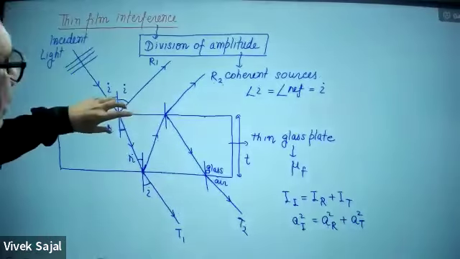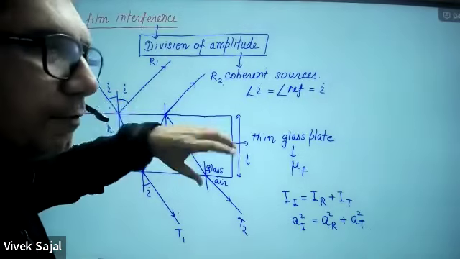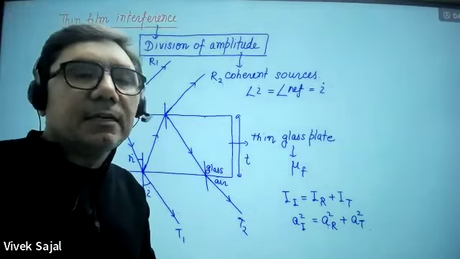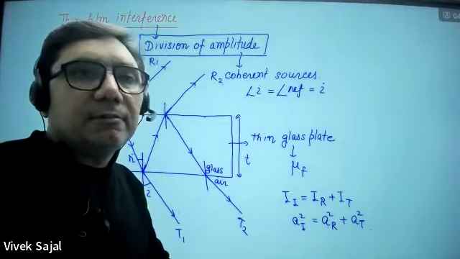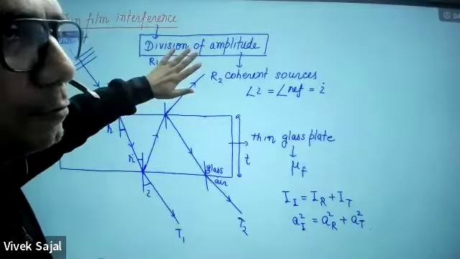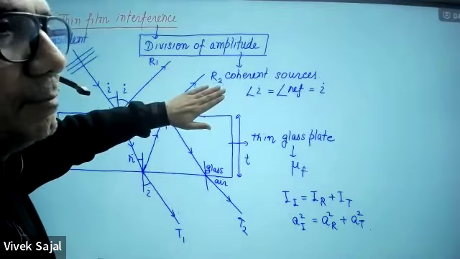And second, the path difference between R1 and R2. If you find out the path difference between R1 and R2, that path difference will also be constant. It is not going to change with time, it will be constant. So the path difference between R1 and R2 will be constant. Their frequencies are the same, their wavelengths are the same.